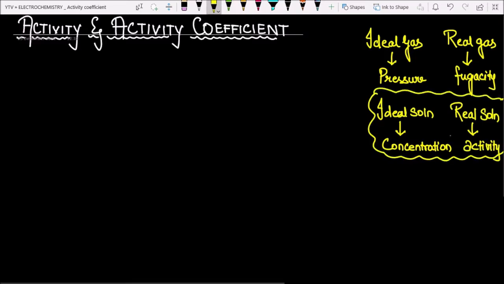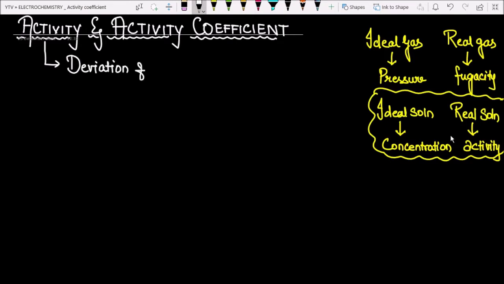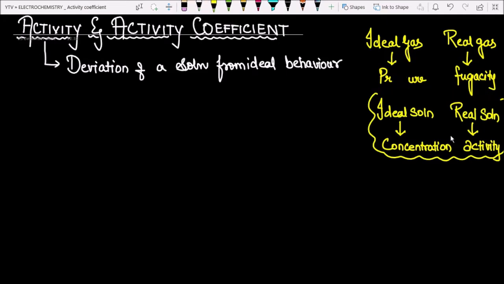So basically, if I have to give you a simple definition of what activity or activity coefficient means, it basically means the deviation of a solution from ideal behavior. Deviation of a solution from ideal behavior is called activity. It actually measures the extent of deviation. Now let's take a simple example to understand this.